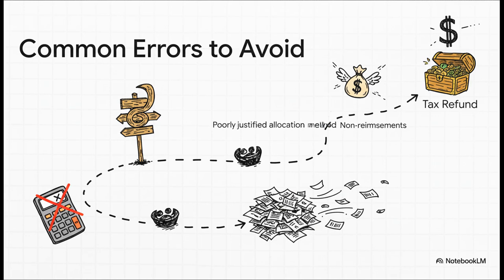You make a small math error calculating the adjusted total income, and your whole claim is off. You use a weak or random allocation method, you can bet that's going to get challenged. And of course, trying to claim payments that aren't for real expenses, or just not having your paperwork in order, well, those are pretty much guaranteed ways to get your claim disallowed.